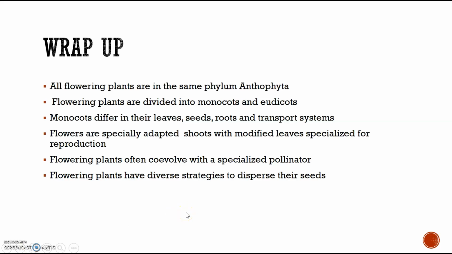So to wrap up, all of our flowering plants are in the same phylum, Anthophyta. Right? It's one big phylum. Flowering plants are divided into monocots and eudicots. Monocots differ in their leaves, seeds, roots, and transport systems from eudicots. Flowers are specially adapted shoots with modified leaves that are specialized for reproduction. It's their one and only function. Flowering plants often co-evolve with a specialized pollinator, and we talked about a few examples of that. Flowering plants also have diverse strategies for dispersing their seeds.